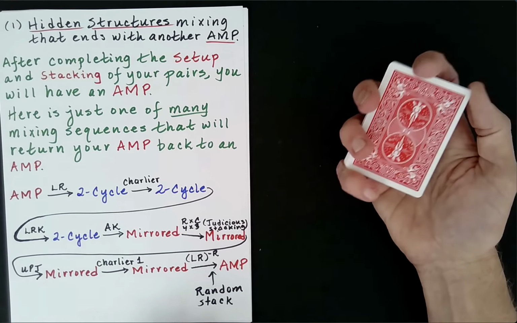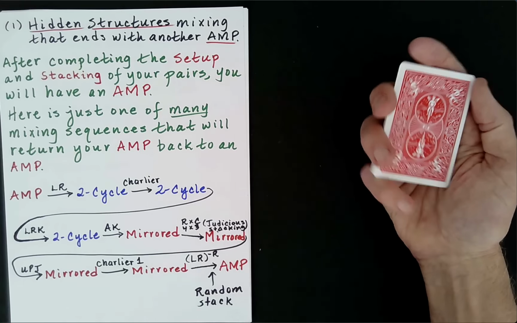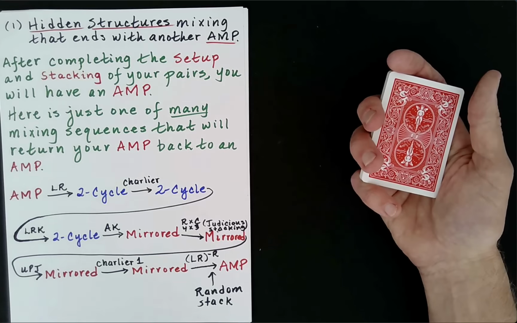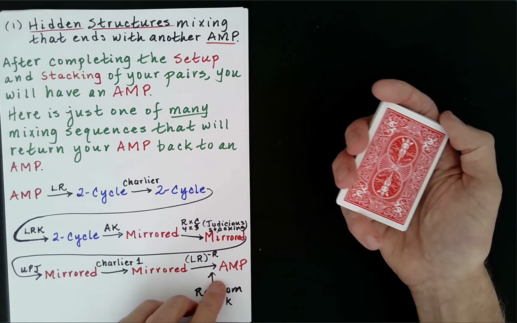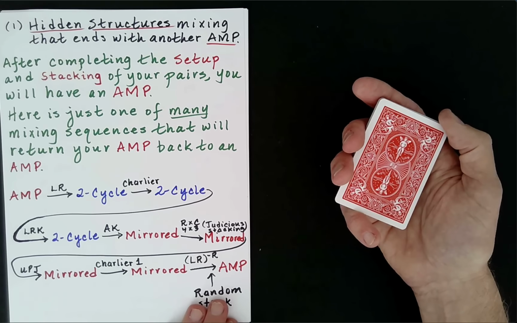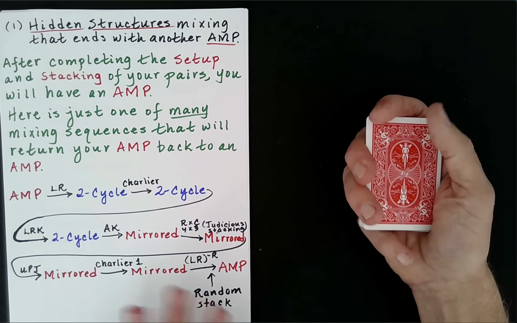Okay, and then here's a fun way, a way that I don't think I've shown you, to get back to an AMP. We often do a Klondike, okay? But what you can do is a reverse LR. Well, and with random stacking. It's just amazing, as you'll see.